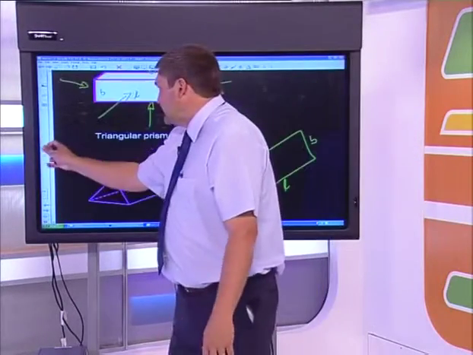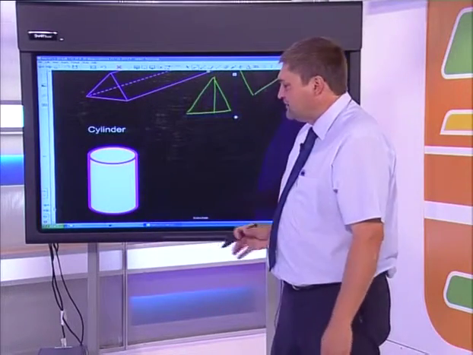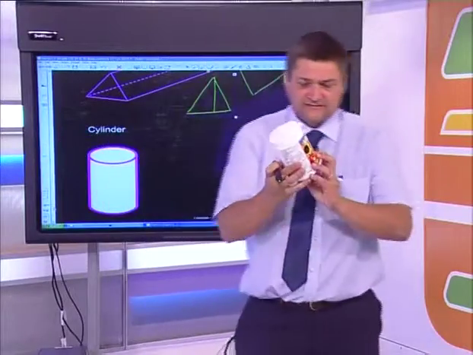Finally, we're going to look at a cylinder. Okay? And we're going to look at the surface area of the cylinder. Now, I have a cylinder here. So, let's look at this cylinder.